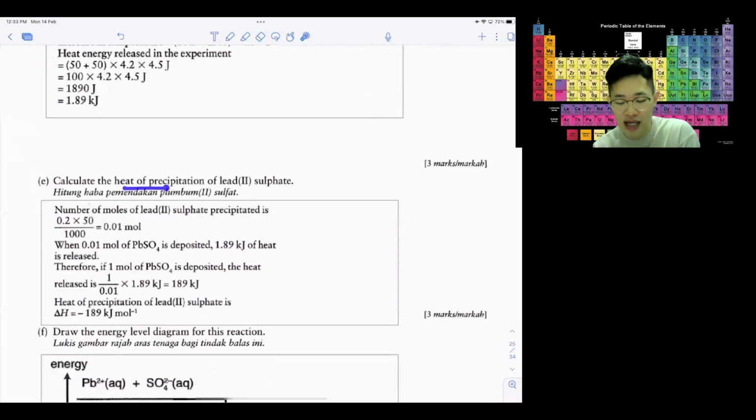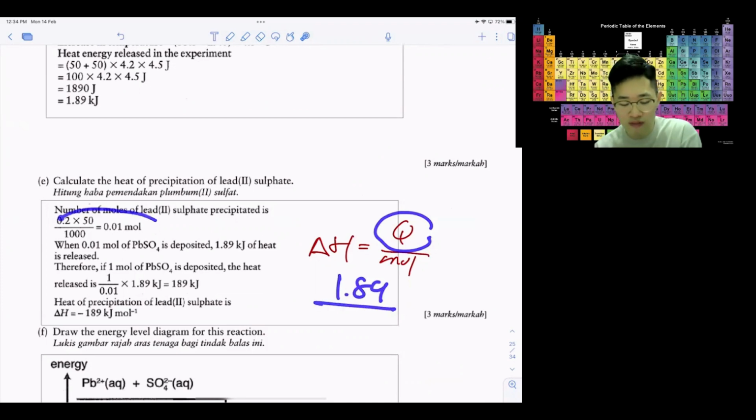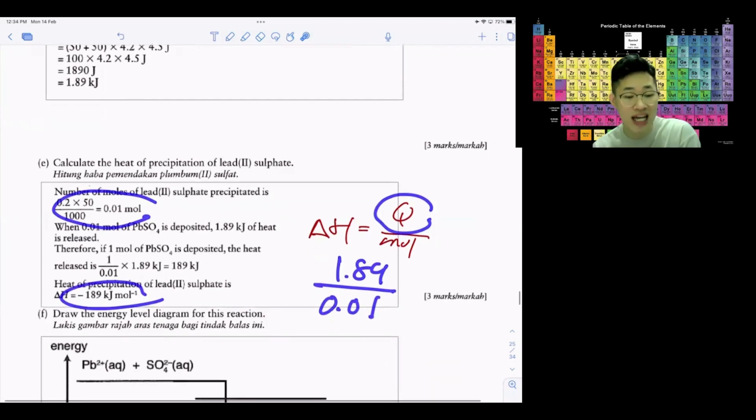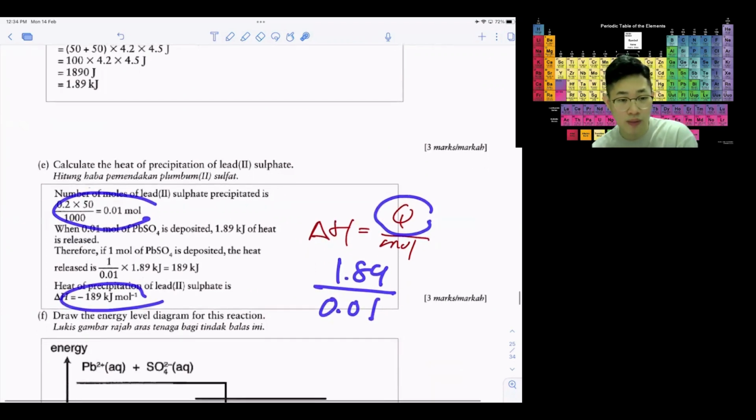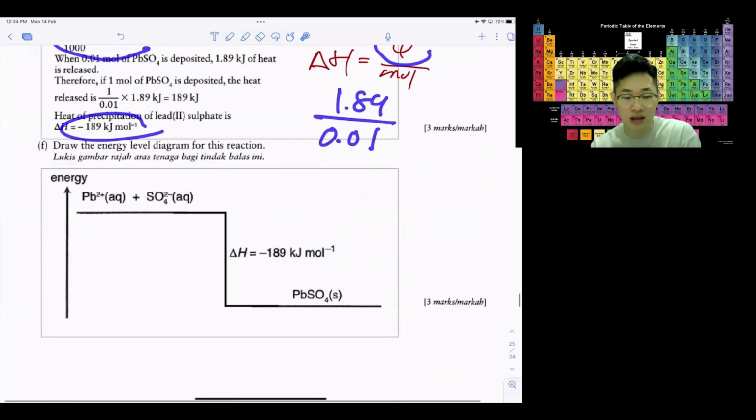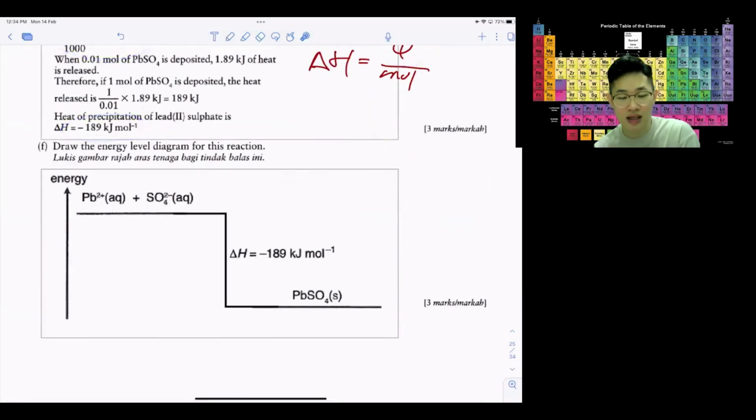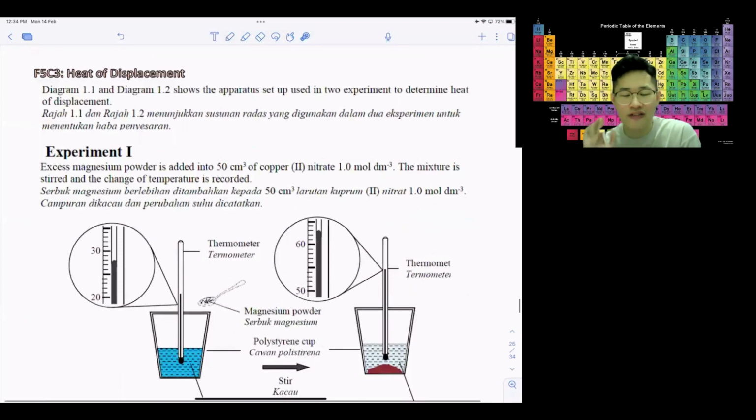To calculate the heat of precipitation, Q over mole. Q is the value you calculated just now, 1.89, divided by the number of moles, 0.01. And then you will get negative 189 kilojoule per mole. Energy level diagram. Okay. Heat of displacement definitely has a much higher chance than heat of precipitation.